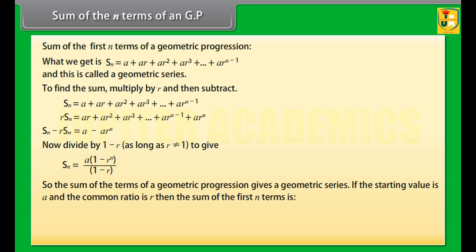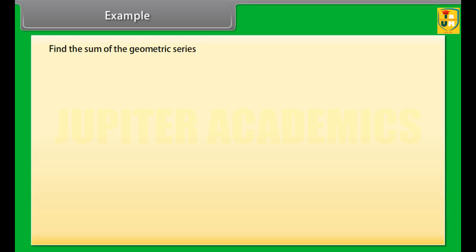If the starting value is a and the common ratio is r, then the sum of the first n terms is Sn equals a into (1 minus r raised to the power n) whole upon (1 minus r), provided that r is not equal to 1. Example: find the sum of the geometric series 2 plus 6 plus 18 plus 54 plus and so on, and there are 6 terms in the series.